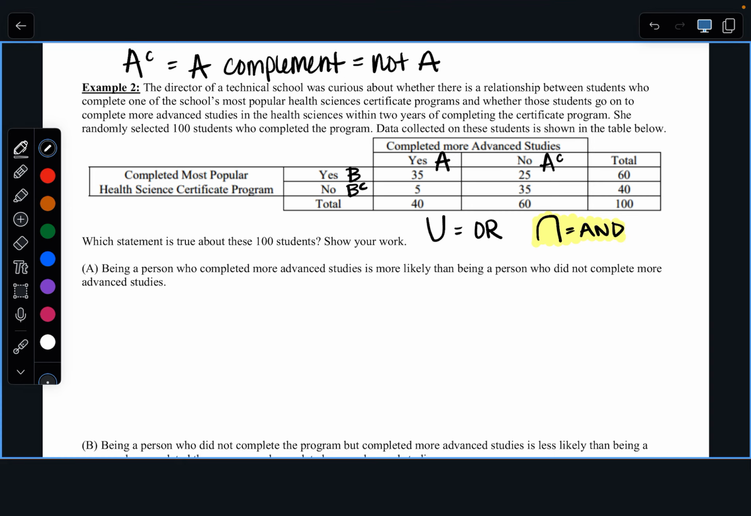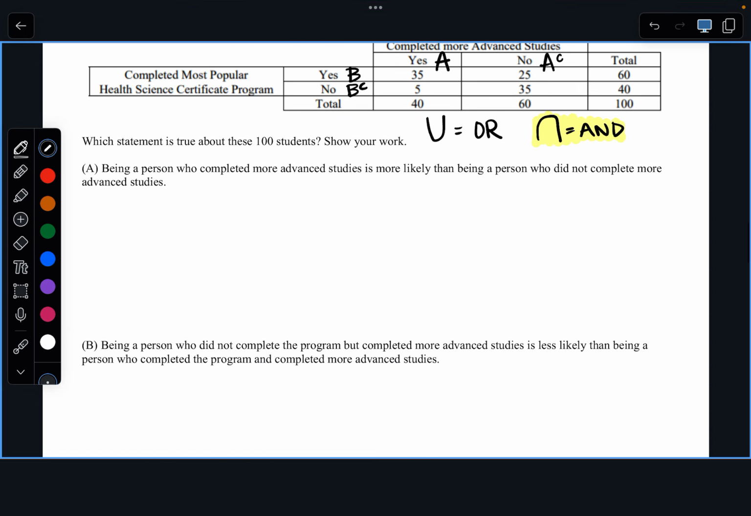So we're just going to practice what this would be if we had a question. Now, I gave you the words. Because we've seen problems like this before, they may only give you symbols. So we're going to write out what the symbols would be just in case you happen to see it. In the first problem, they say being a person who completed more advanced studies is more likely than being a person who did not complete more advanced studies. So in this case, I'm comparing completed more advanced studies, which is A, and trying to see if it is more likely than being a person who did not complete more advanced studies, A complement.